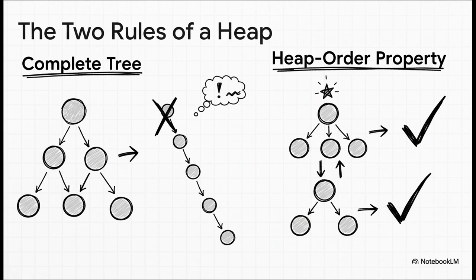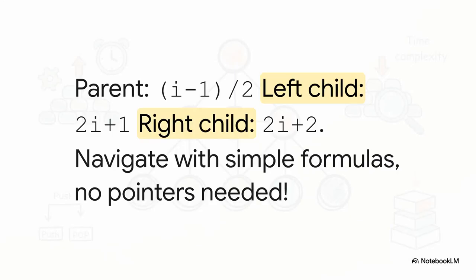Rule number 2 is the heap order property. For a min heap, which is what we'll be looking at, it's simple. Every parent has to be smaller than its own kids. That's it. And the beautiful consequence of this? The smallest item in the entire collection is always, and I mean always, sitting right at the very top, just waiting for you.